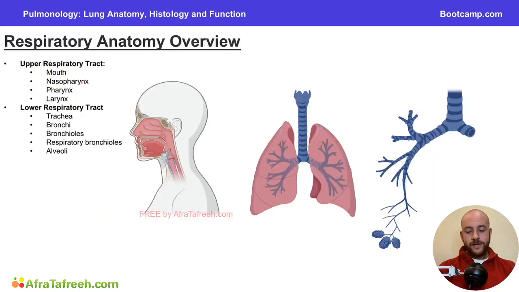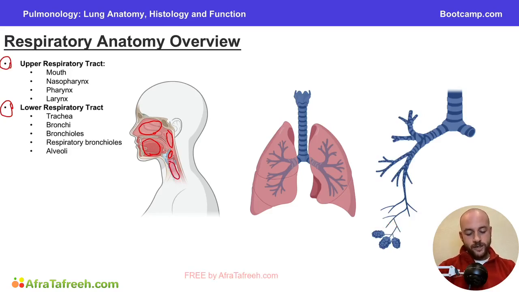All right, now let's jump into some respiratory anatomy. The respiratory system is divided into an upper respiratory tract and a lower respiratory tract. Let's go over some of these structures. In the upper respiratory tract, we have the mouth, the nasopharynx, the pharynx, and the larynx just up to the vocal cords there. And in the lower respiratory tract, we have the trachea.